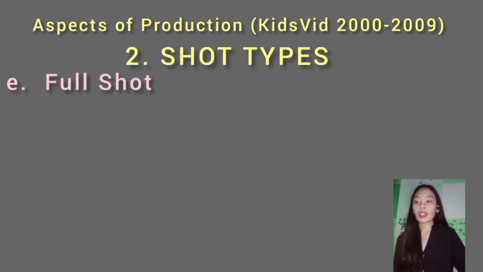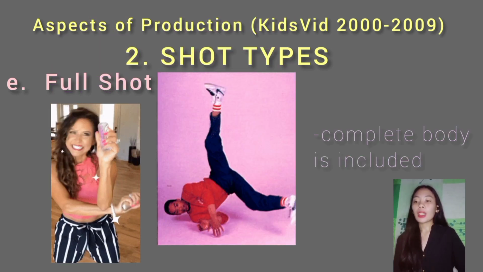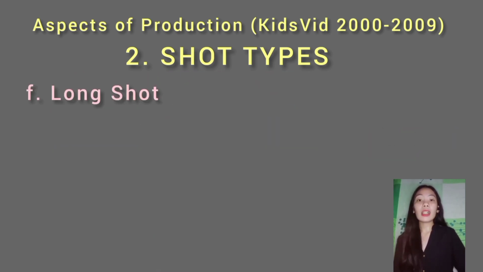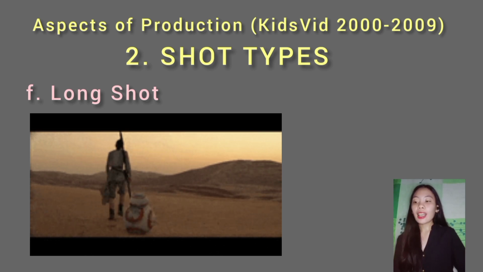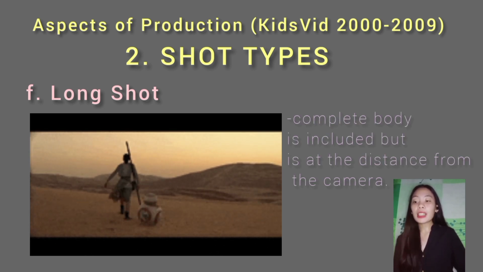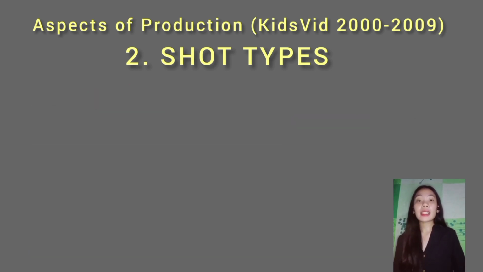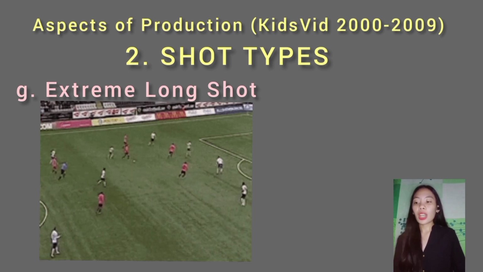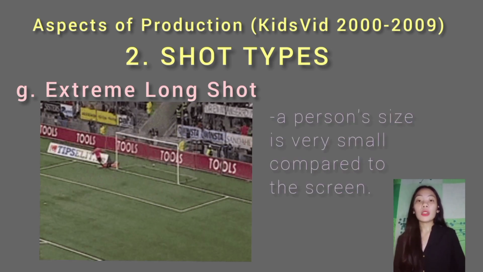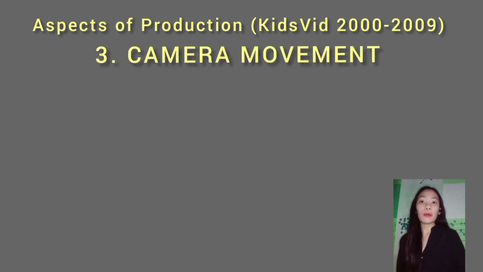Next is the full shot, a shot in which a person's complete body is included, usually equal to the height of the frame. Next is the long shot, a shot in which a person's complete body is included but is at a distance from the camera. Lastly is the extreme long shot, a shot in which a person's size is very small in comparison to the screen. In the third aspect of production, we have camera movement.